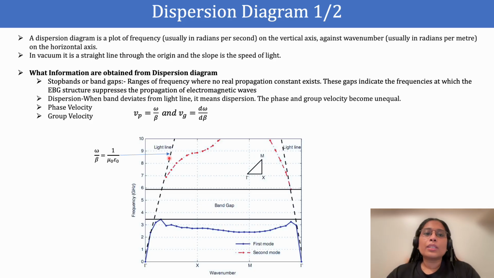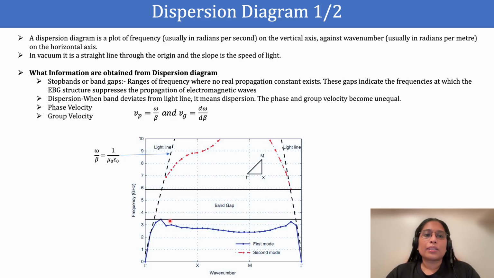So the wave which is dispersing will be having the velocity less than the light line. So all the surface waves will be appearing below or on the right hand side of this light line. That is why we are seeing these surface waves on the right side of the light line.